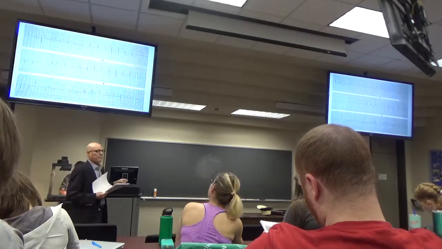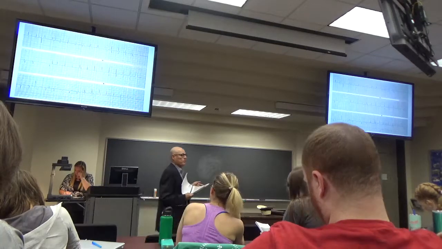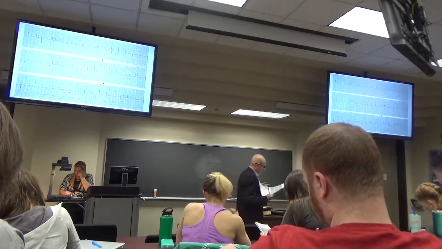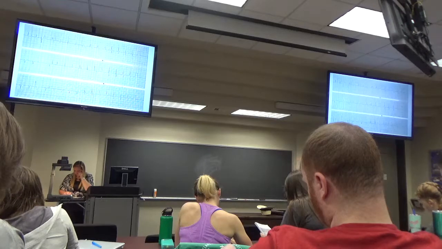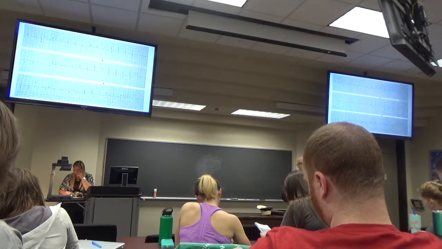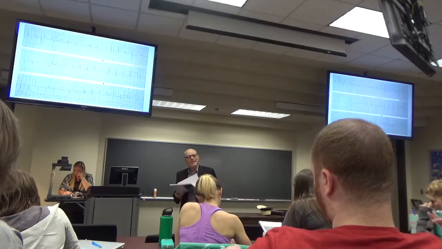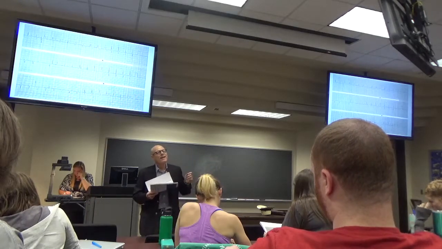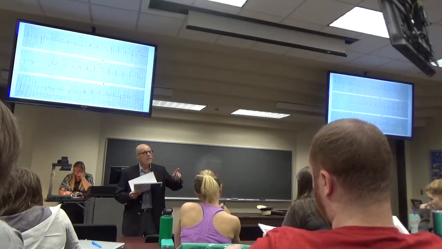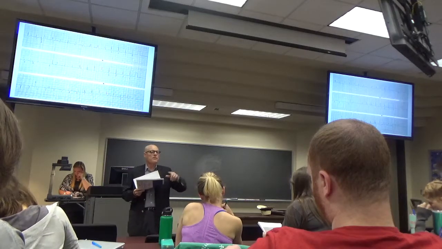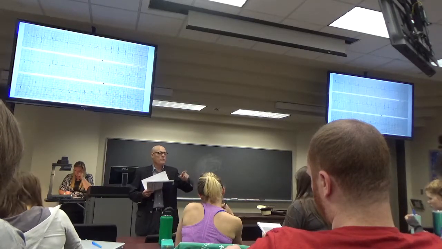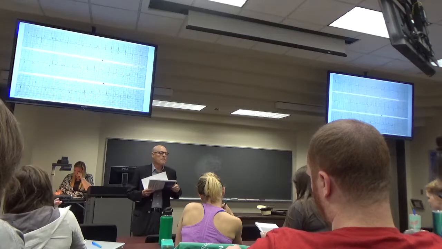Okay, so you got right bundle, you got a PVC in V1, V2, and V3. How do we know it's a PVC? It doesn't seem to match anything else on there, it's kind of out of place. It's early. The QRS looks different than the rest of them. It's early and there's a compensatory pause.